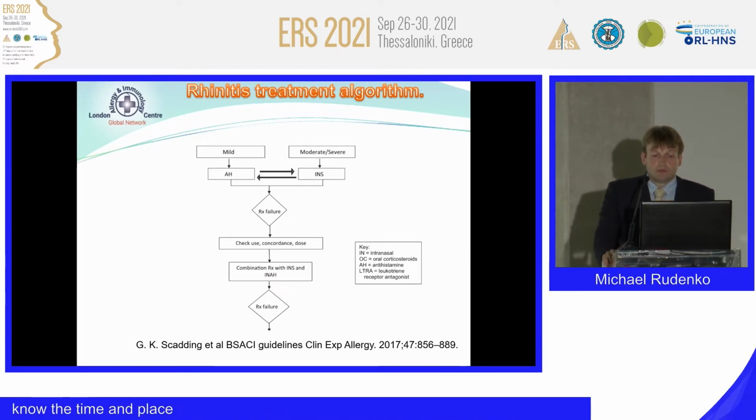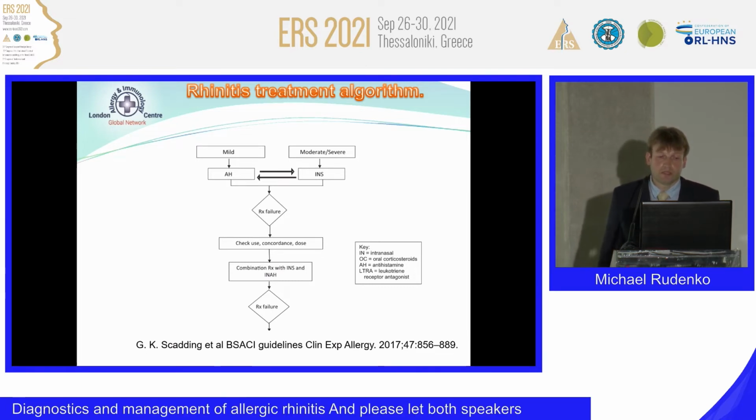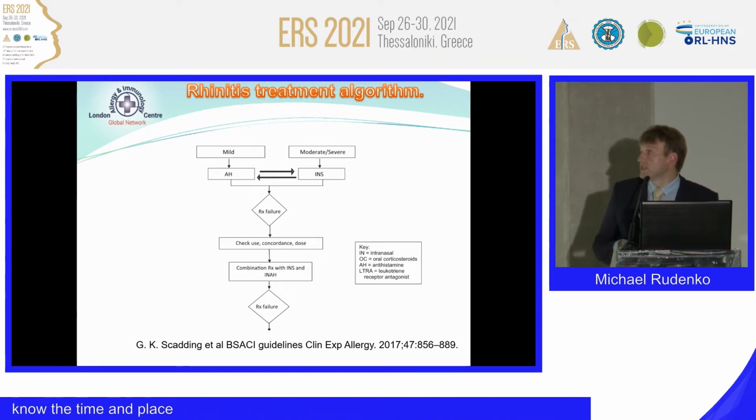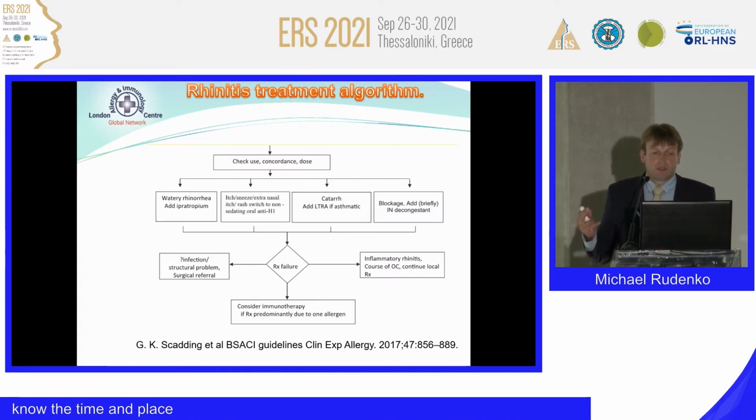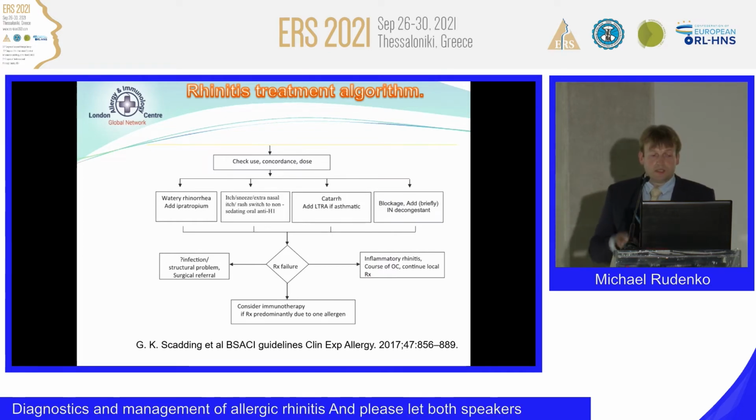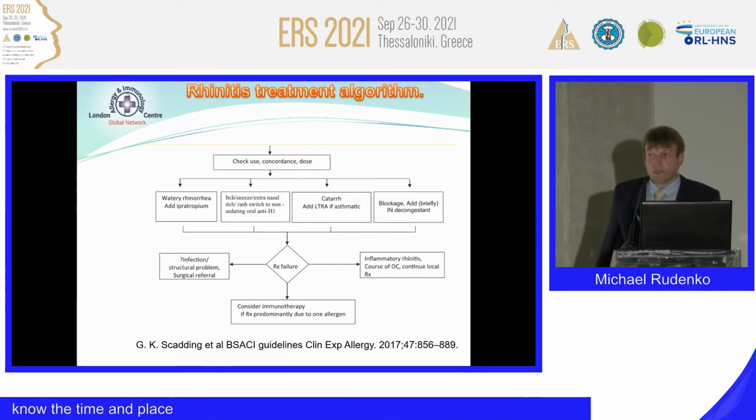If there is not a complete effect of our treatment, we can use the combination of the intranasal corticosteroids and local antihistamines. And further, we can see whether there is improvement, then assess what can be added onto it. If there is a watery runny nose, the ipratropium can be added. Then we can add oral antihistamines, and a leukotriene receptor antagonist when there is catarrh or if the patient is asthmatic.